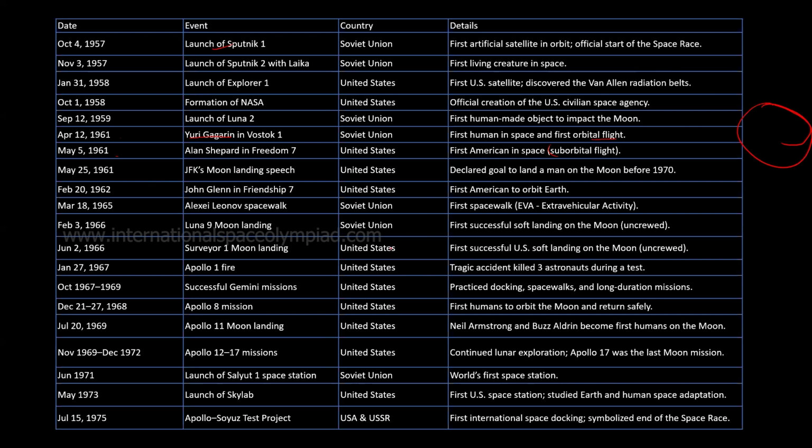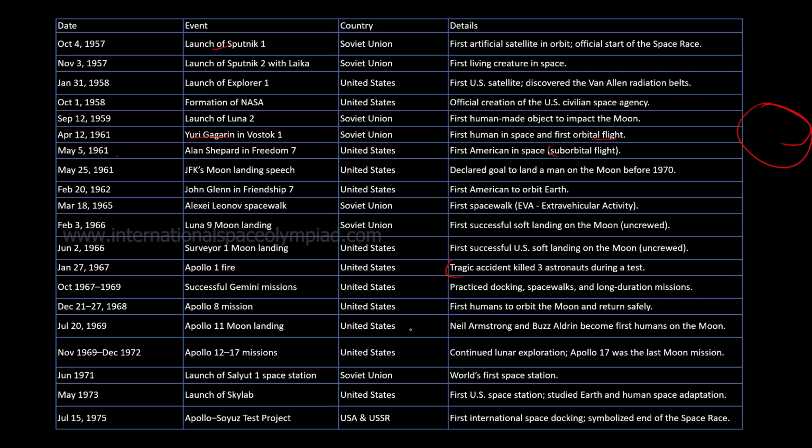Then Surveyor 1 moon landing, Apollo 1, which was a tragic accident actually. After Apollo 1, they developed fire-resistant and heat-resistant material for Apollo, which was later used by firefighters and for civilian purposes. Then Gemini missions by the US, then Apollo 8, the first humans to orbit the moon and return safely.